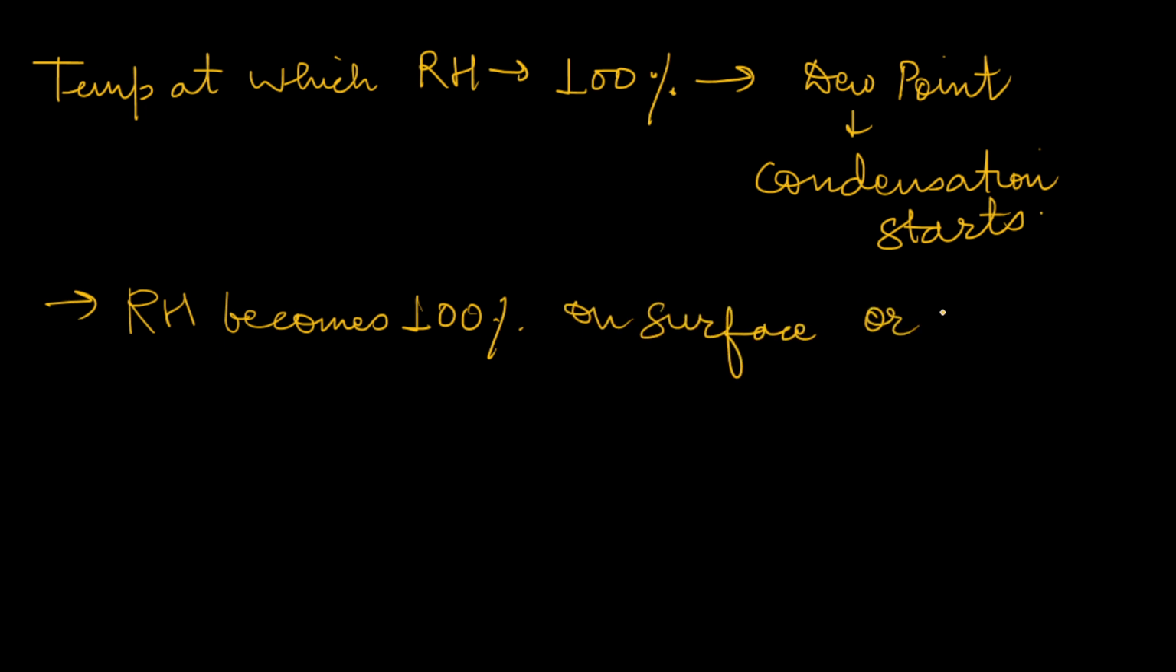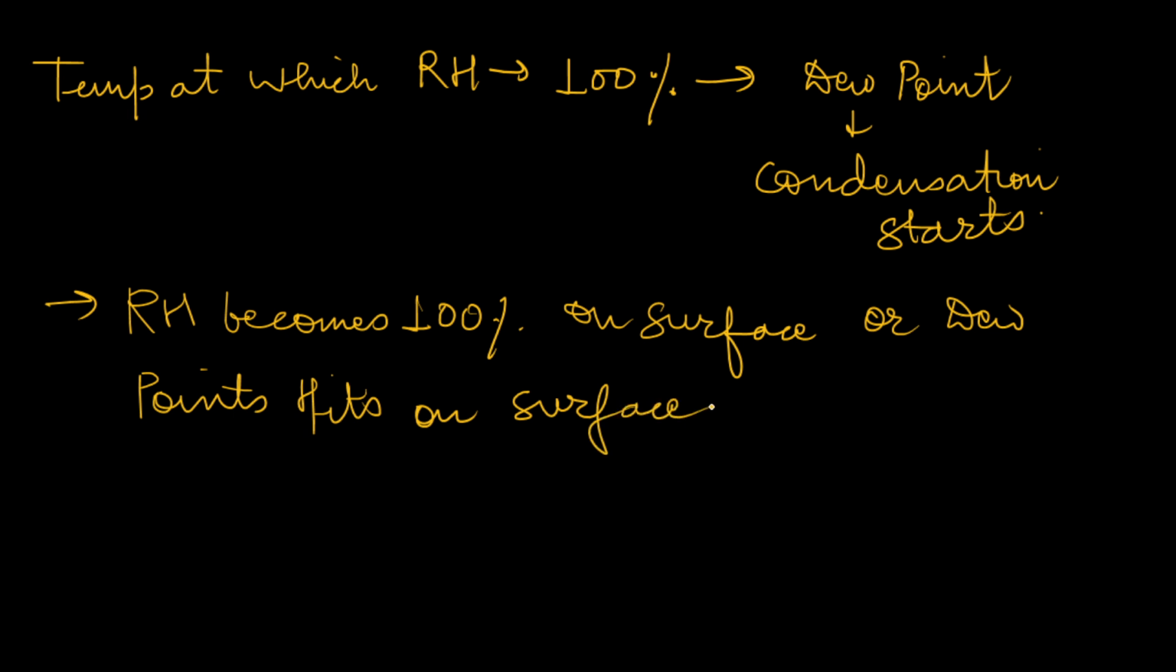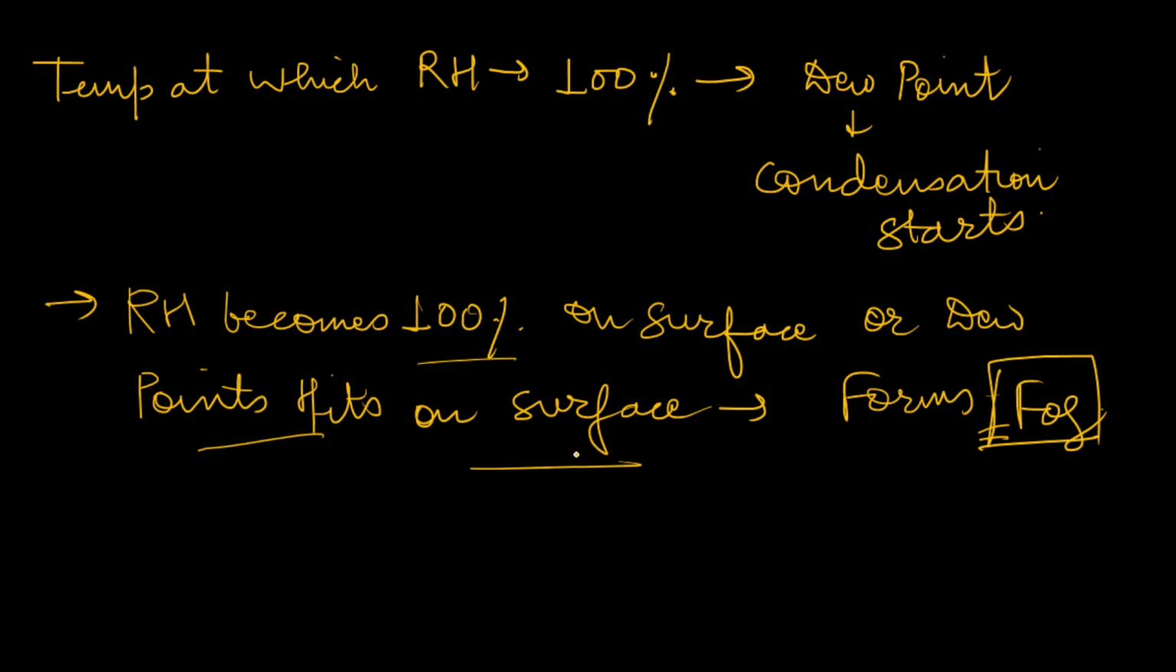So when relative humidity becomes 100% on the surface, or the dew point hits the surface, then it forms fog. What is fog? It is nothing but a kind of cloud at ground level. It forms fog because relative humidity or the dew point has hit on the surface only. So these are the things which you should know.